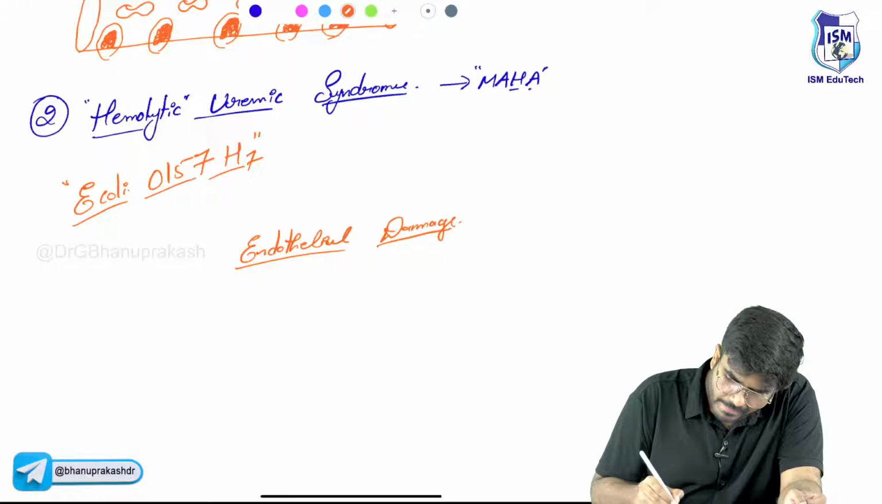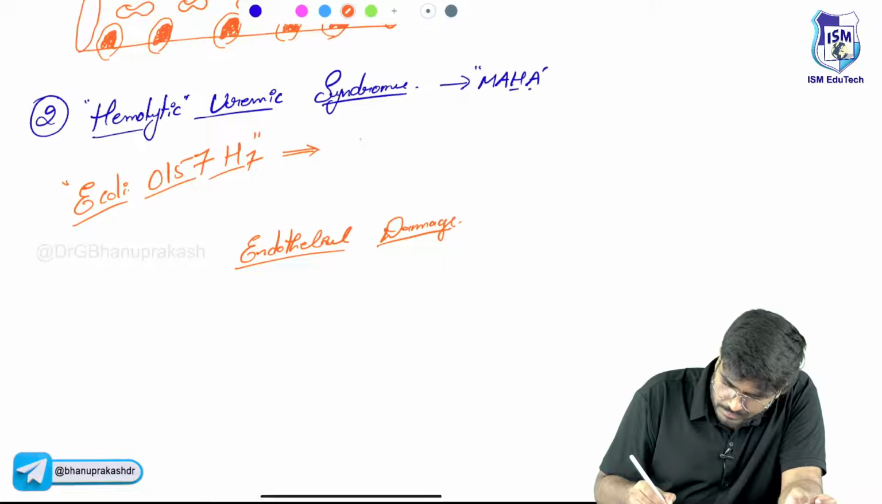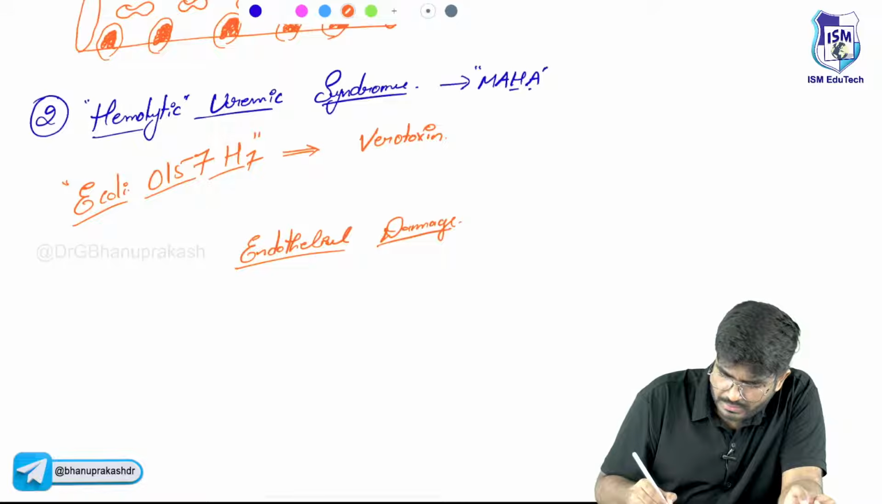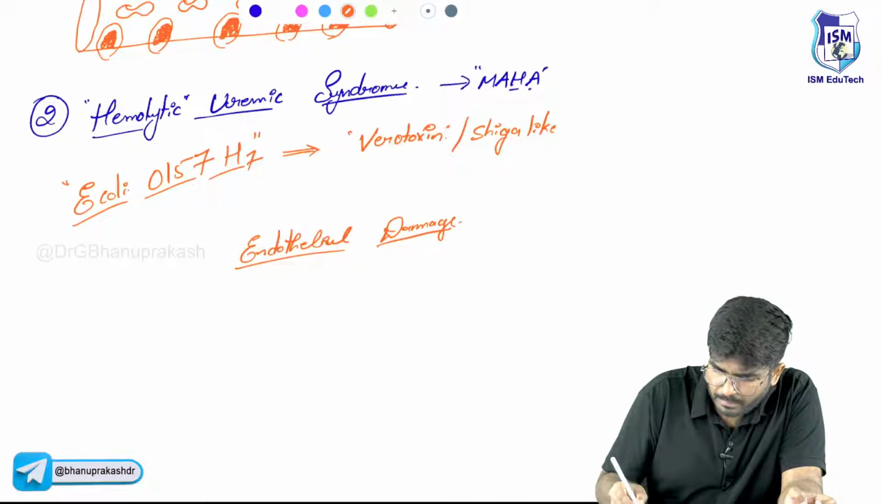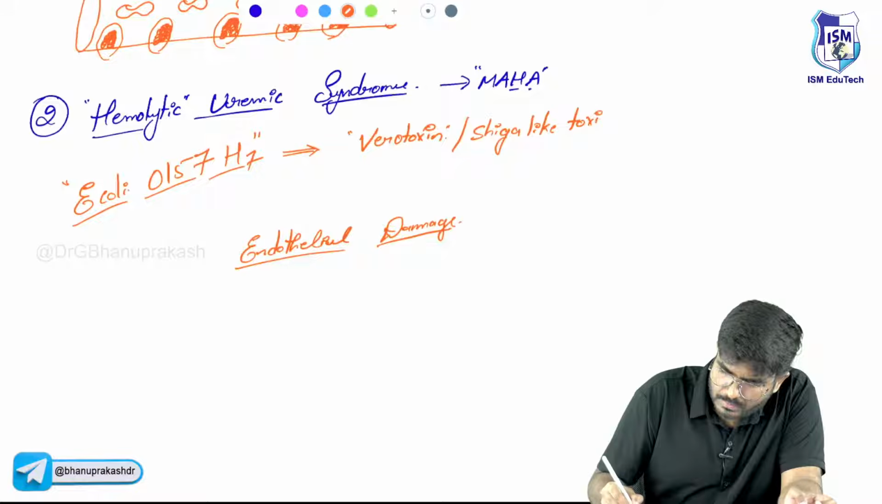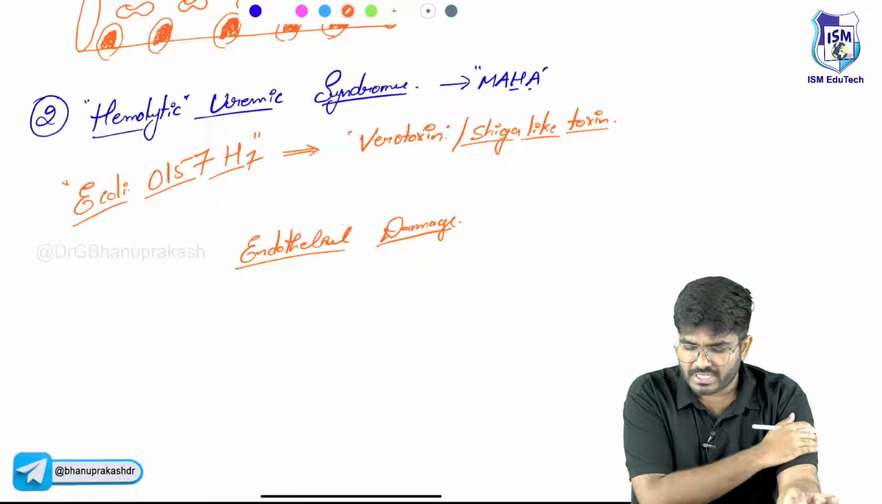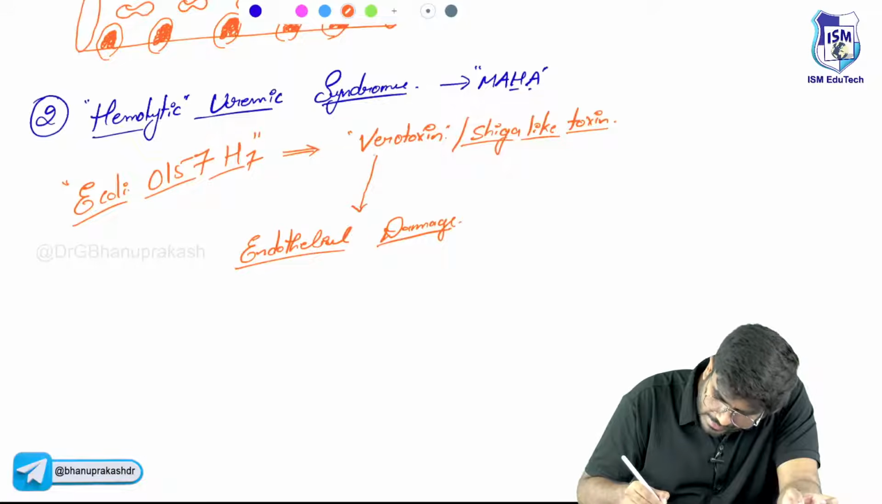This E. coli is going to produce something called E. coli verotoxin, which is also called Shiga-like toxin. Not Shiga toxin, Shiga-like toxin. Shiga toxin is produced by Shigella. Now this E. coli verotoxin is going to cause endothelial damage.